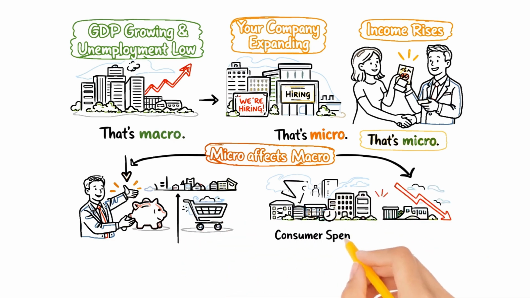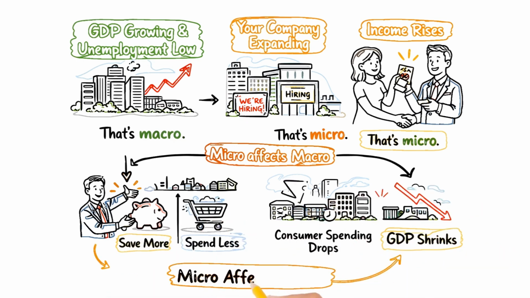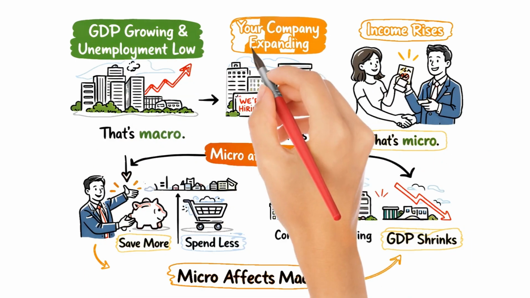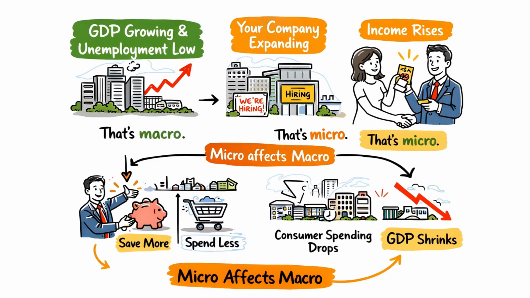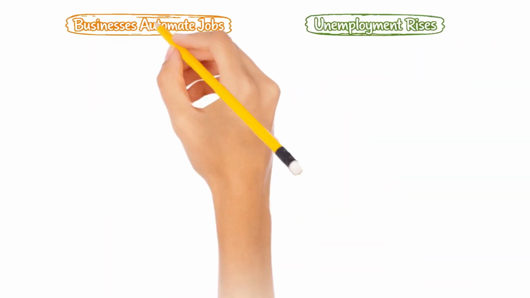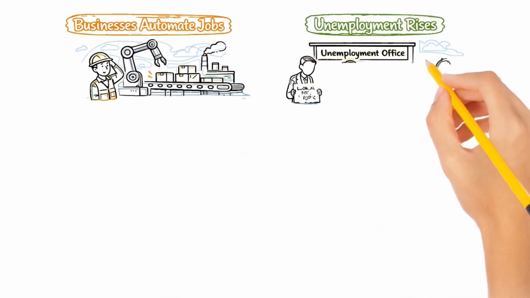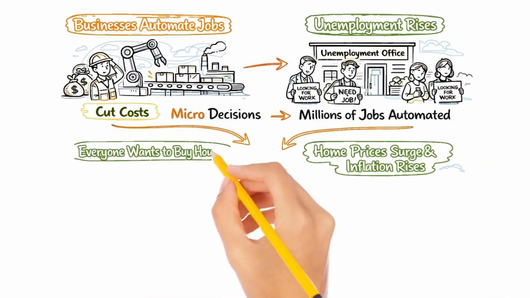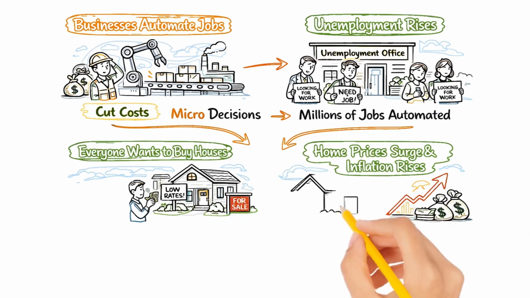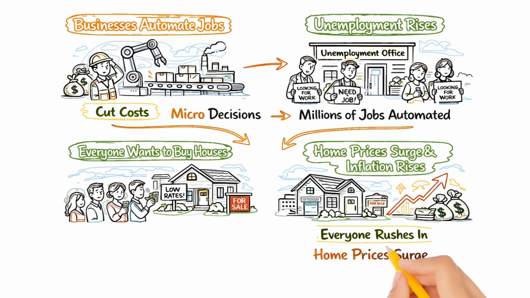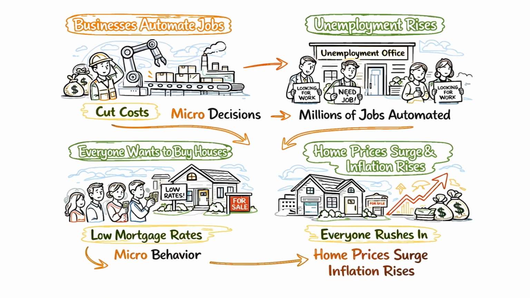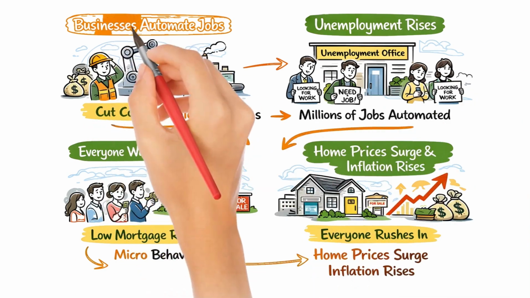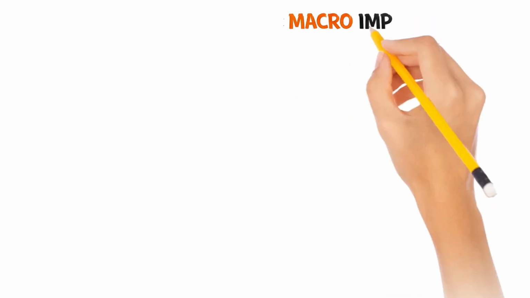Micro affects macro. Millions of individuals decide to save more and spend less. Those are micro decisions. But when aggregated, consumer spending drops. That causes GDP to shrink. That's macro. Businesses across the country decide to automate jobs to cut costs. Micro decisions. But when millions of jobs are automated, unemployment rises. Macro outcome. Everyone wants to buy houses because mortgage rates are low. Micro behavior. But when everyone rushes in at once, home prices surge. That pushes up inflation. Macro result.